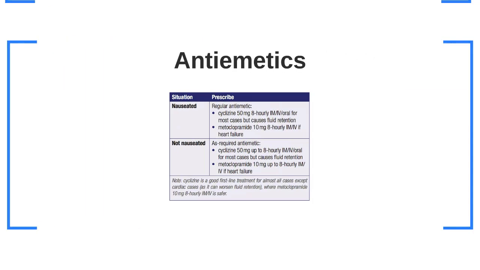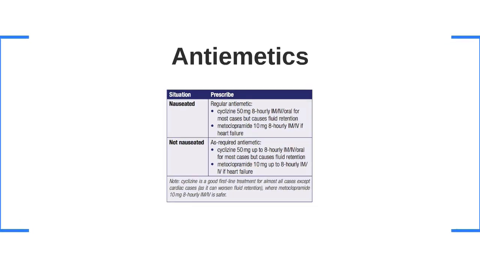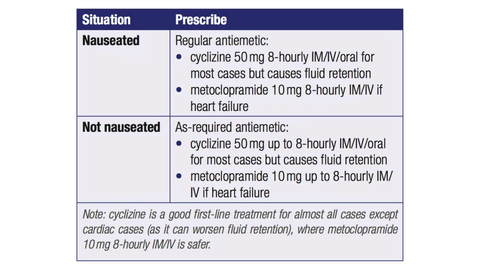We're nearly there. Next is E. E stands for antiemetics, and you should consider these for two groups of patients, nauseated and non-nauseated. In nauseated patients, consider prescribing a regular antiemetic such as cyclizine or metoclopramide. In non-nauseated patients, you should be mindful that they may become nauseated and therefore prescribe similar antiemetics on the PRN or as required section of the drug chart.